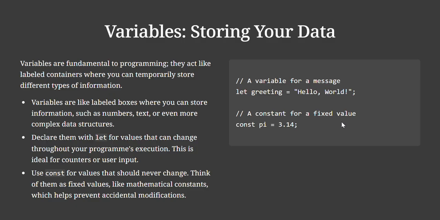One is let, in which we have shown the first example. Let greeting is equal to hello world. Here hello world is a string, so it is enclosed in double quotes. In the second example, we are storing the value of 3.14 in pi. So it is a constant and it cannot be changed, if we use the keyword called const.